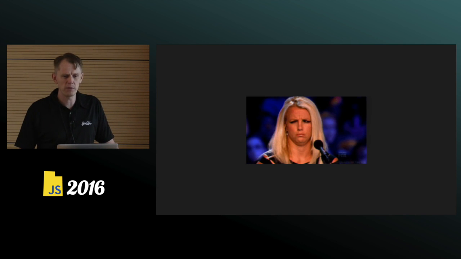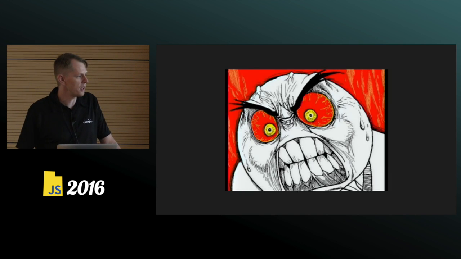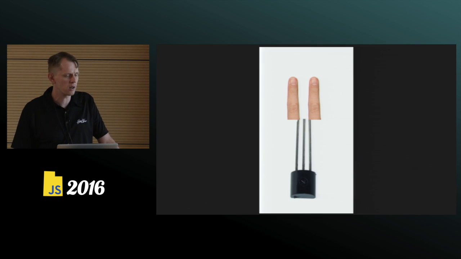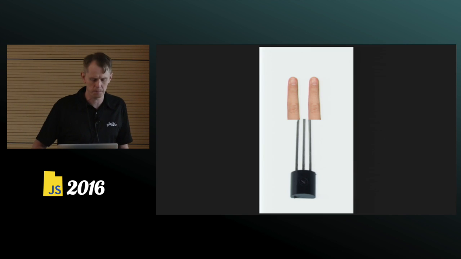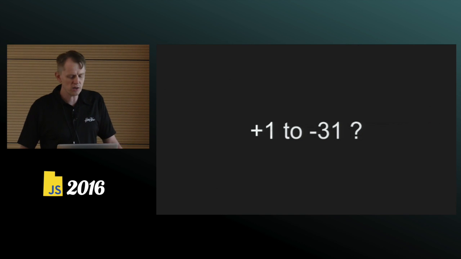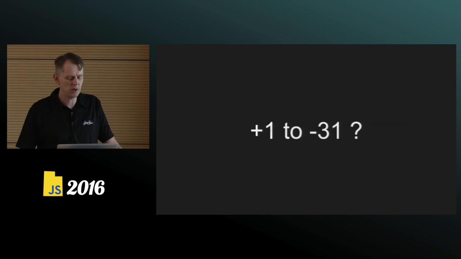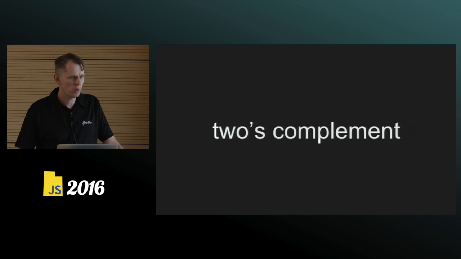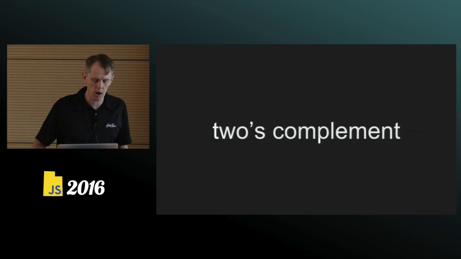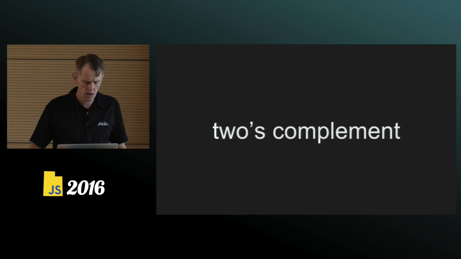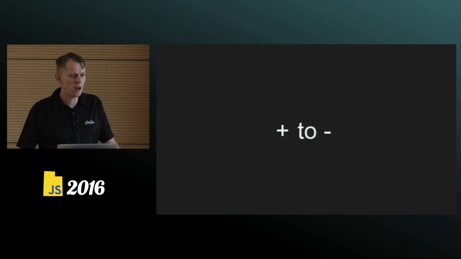And at this point, you may be feeling a little confused. You may be angry, and you may be questioning whether or not those two fingers are the middle finger. So you may be asking yourself, why did the number go from positive 1 to negative 31 when all we did is change the sign bit? Well, the reason why is computers use a format called 2's complement. And so let's talk about how we convert a positive number to its negative counterpart using 2's complement.